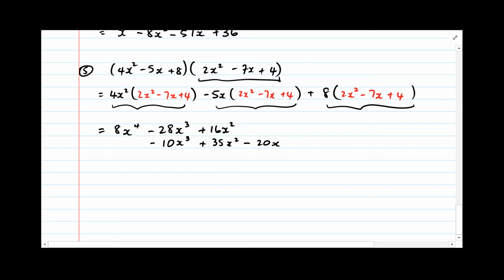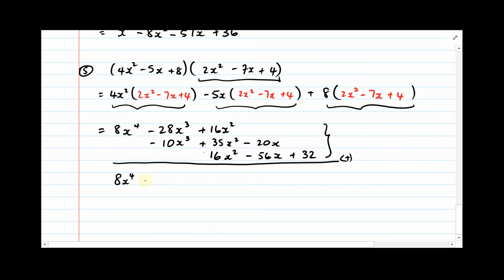And now let me multiply by the 8. 8 2s is 16x squared, so I'll just write that next. And minus 56x. 4 times 8 would be 32. So I have these three lines, and I really am just adding them together. For me, it's easier, and it seems a bit more organized to do it. But again, there's no problem in you writing it out in a horizontal line.